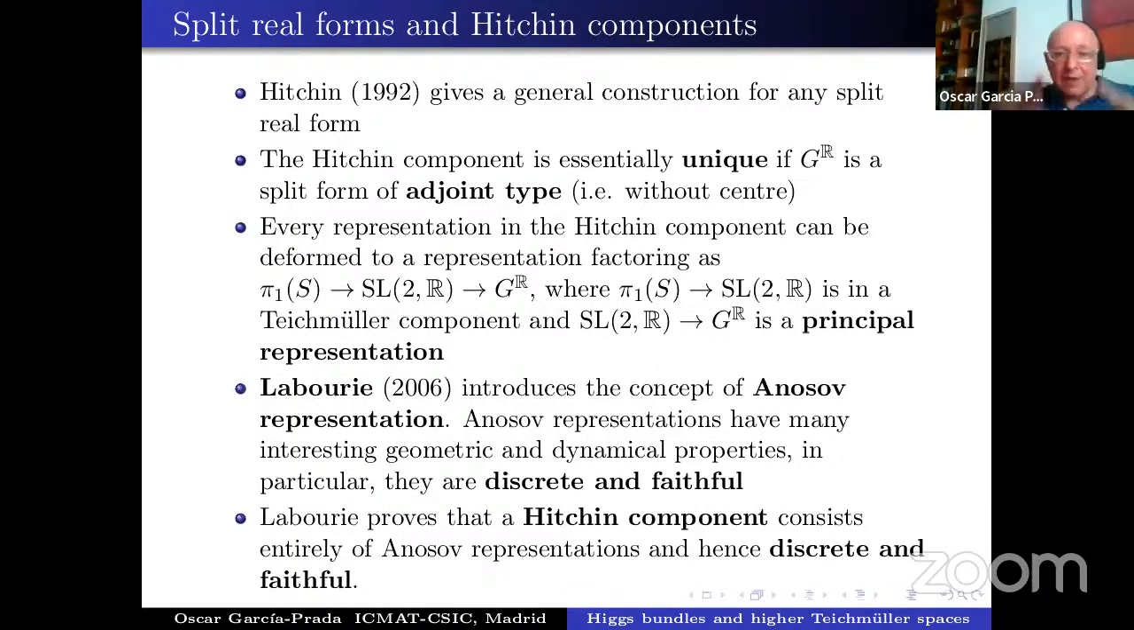And so here, in this business of Hitchin higher Teichmüller spaces, there is another fundamental piece in the theory. One is the Higgs bundles, but then another is the work of François Labourie, who introduced the concept of Anosov representation. I'll say something about that later on. But these Anosov representations have many interesting geometric and dynamical properties. In particular, they are discrete and faithful. And what Labourie showed is that the Hitchin component consists entirely of Anosov representations, and hence they are discrete and faithful. This is the property we were after.